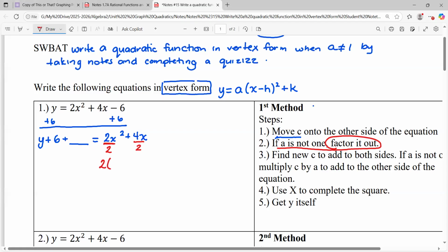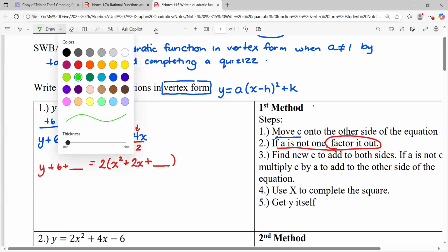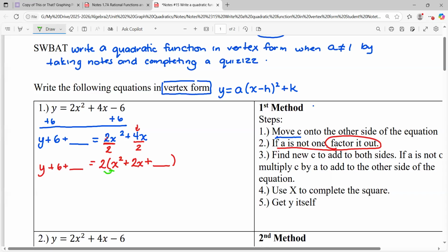So just do the math here. If I divide out a 2, what is 2 divided by 2? 1. That's why we have a is 1 now. x squared, and then 4 divided by 2 is 2x. Now we're going to put a plus blank inside there. If you want to make sure you did it right, if I were to multiply this back out, isn't that what I have on top, 2x squared plus 4x? That's how you make sure you did it right.